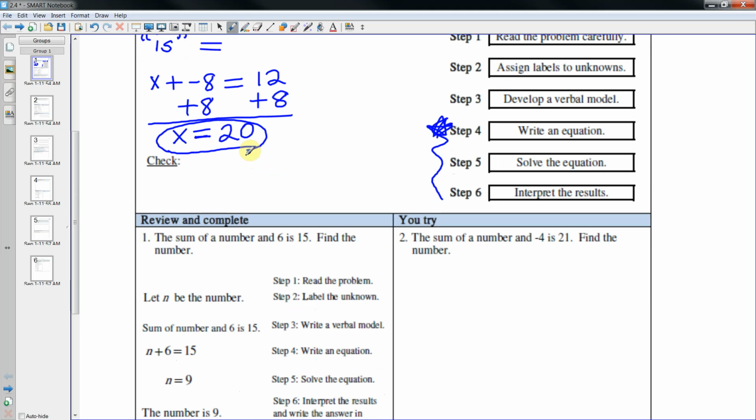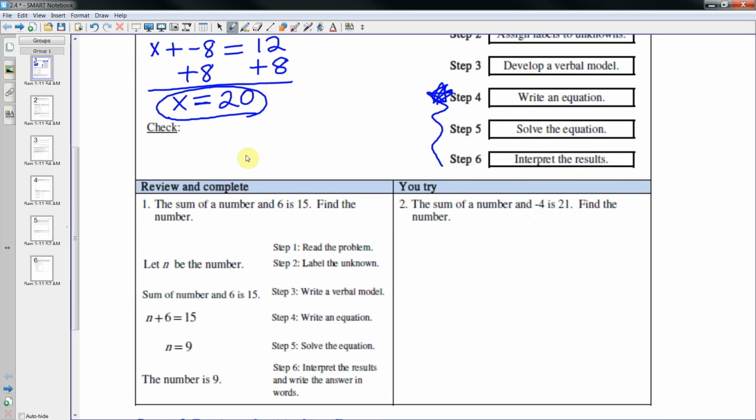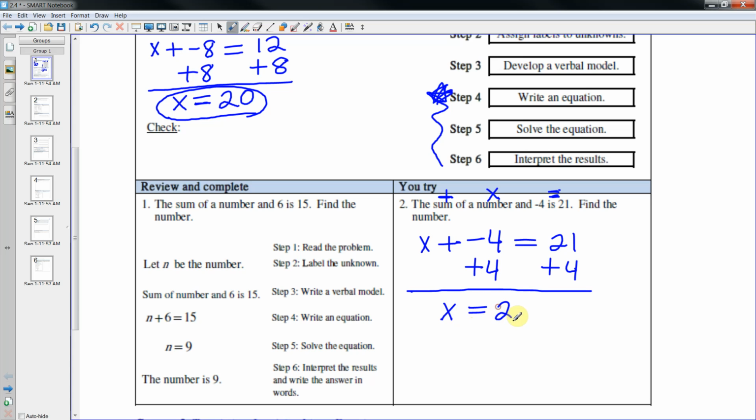Okay, let's look at the next one. Do it the same way. The sum of a number and negative 4 is 21. So the sum, again, I'm going to be adding. Here's my number, x, and negative 4 is 21. There's my equals. So I've got x plus a negative 4, so that makes that 4 negative. So do the opposite, add 4 to both sides. So I get x equals 25. Okay, so there's some with just straightforward translations.